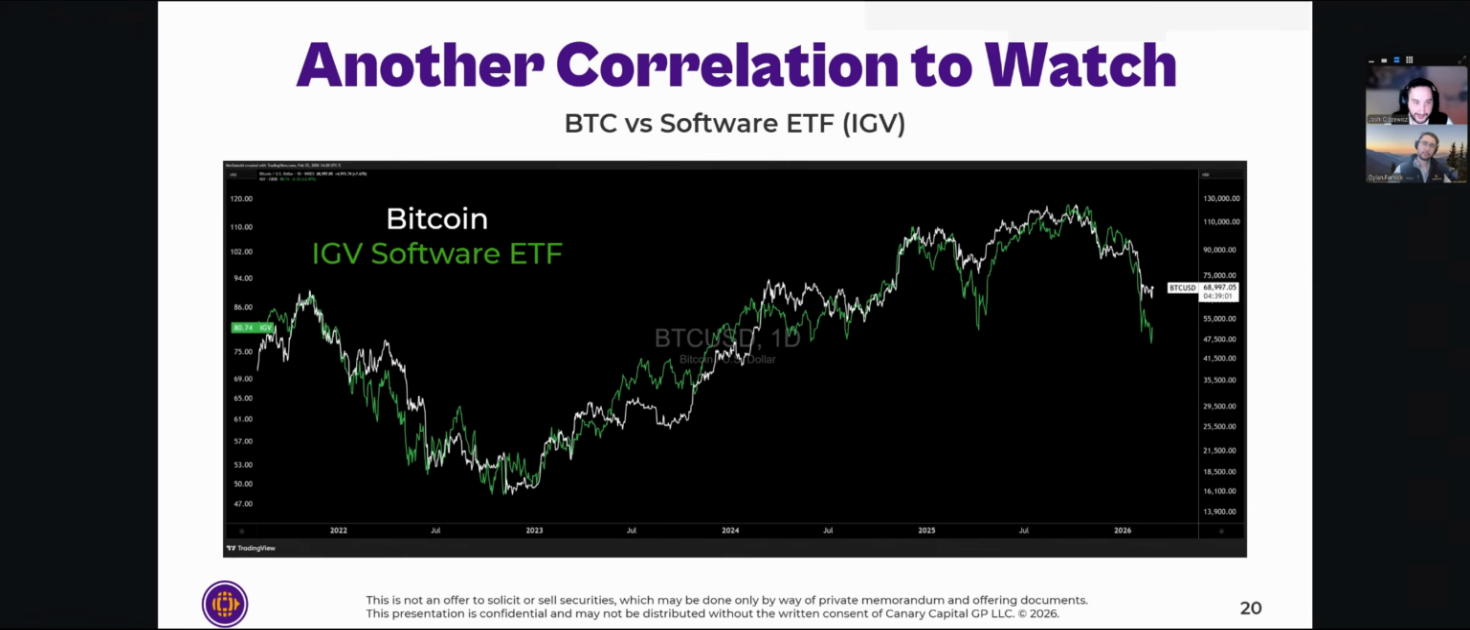The first is, can IGV catch a bid, assuming the correlation holds? And number two is, will this correlation break? When? Why? Is this AI related? Is this quantum related? Is it both? Will Bitcoin get the memo and figure out a quantum solution? Is that a catalyst to watch?